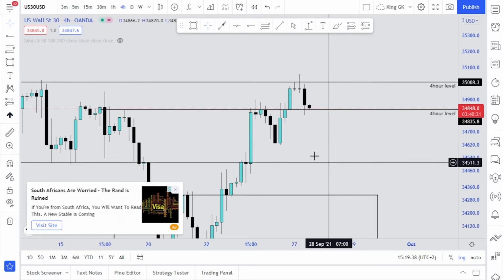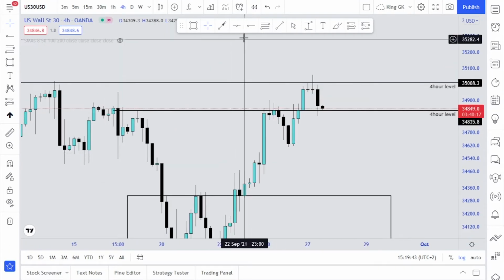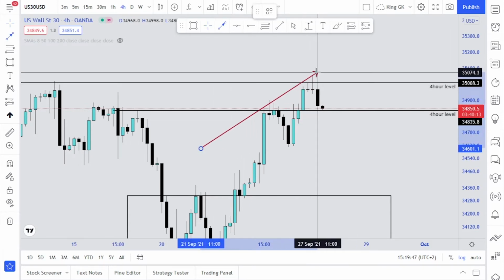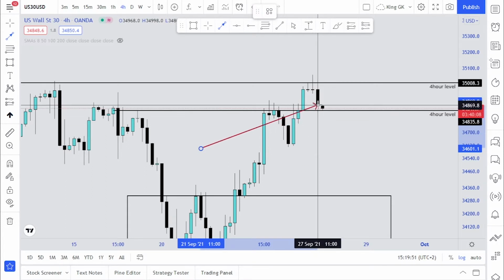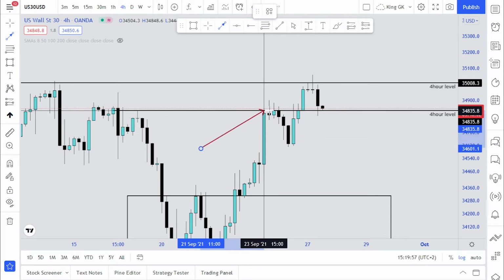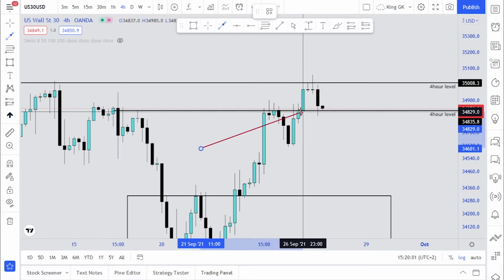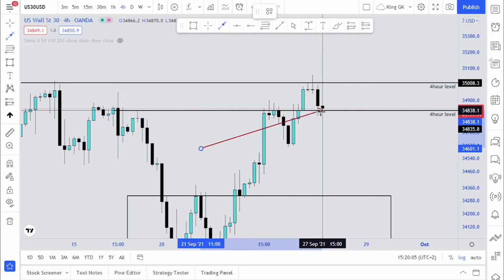Now you guys can see that we did create this high, and price came for the retracement. We have a beautiful rejection from this 4-hour level. We can see that we did form this box range and then we had a descending correction, and then price gave us a beautiful impulse break to this region and price came to the downside.